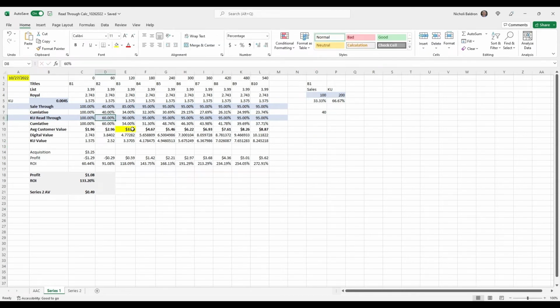On the KU read-through, we will do a similar thing, except in this case, we're going to look at pages. So it'd be equal, let's say, sorry, I need to do some quick math. All right. And so as you see, 42,000 pages divided by 350 divided by 70,000 pages divided by 350 gives us a 60% read-through for our KU, which then goes in here.